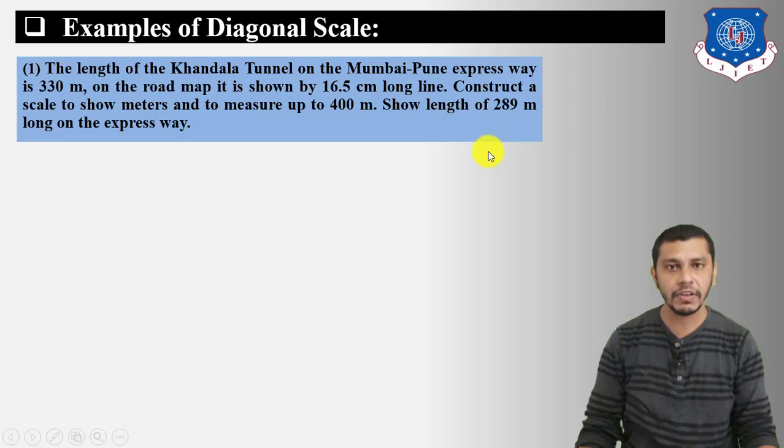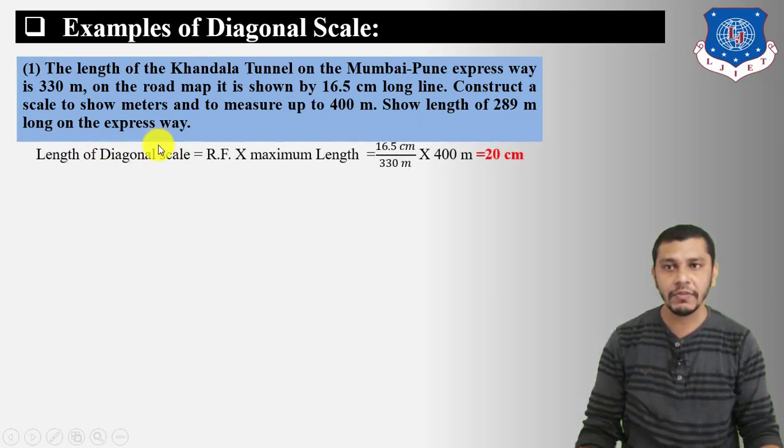So let us first of all draw the plane scale, and before drawing the plane scale, let us find out the drawing length of the scale. So length of the diagonal scale or drawing length of the scale is equal to RF into maximum length. So it is equal to 16.5 centimeter upon 330 meter. Here 16.5 centimeter is our drawing length for 330 meter. So 330 meter will be our actual length. So 16.5 centimeter upon 330 meter into 400 meter. 400 meter is our maximum scale length. So answer will be equal to 20 centimeter.